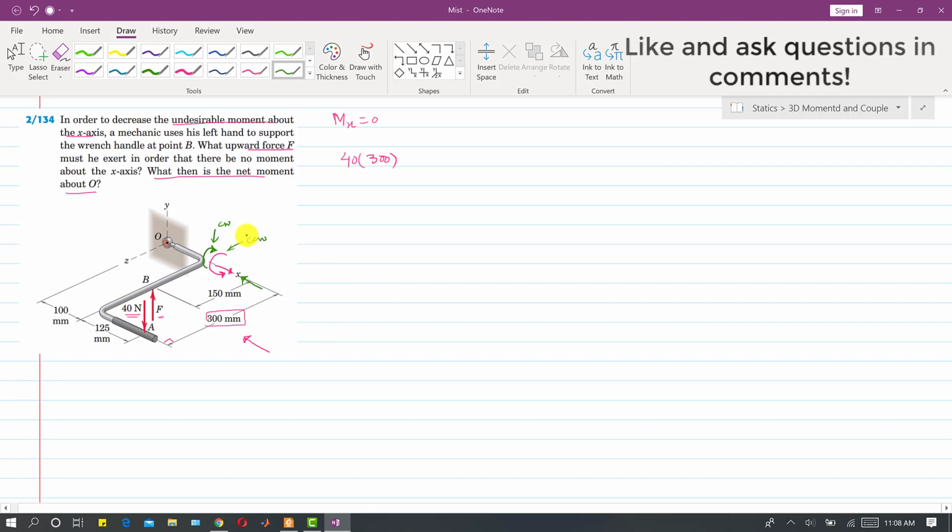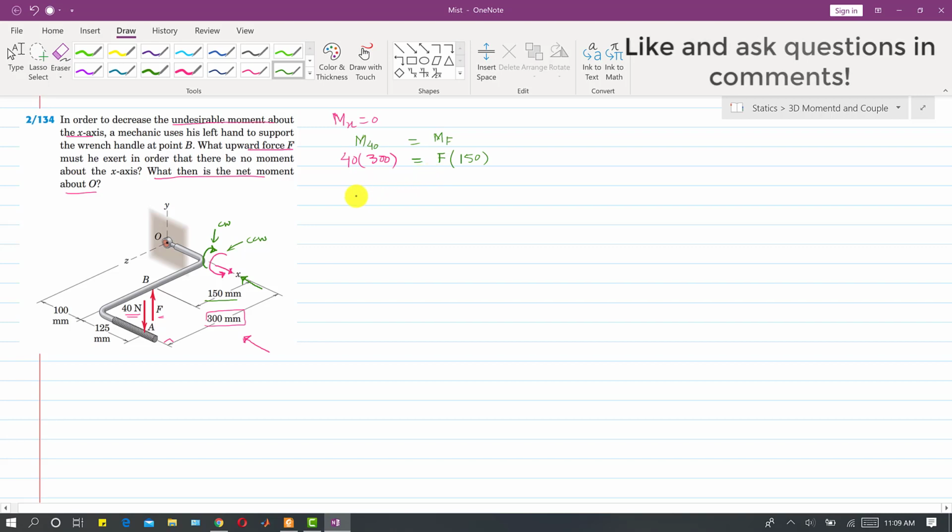Both of these need to cancel the effect of each other so that the moment about x is equal to 0. In other words, these two moments should be equal. So I will write that the moment due to this F is F times the perpendicular distance of this F from the x-axis, which is 150 mm. This is the moment due to the 40 Newton force at A, and this is the moment due to that F that we are required to find.